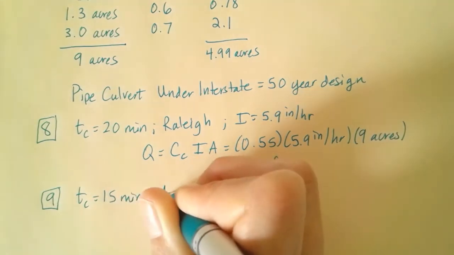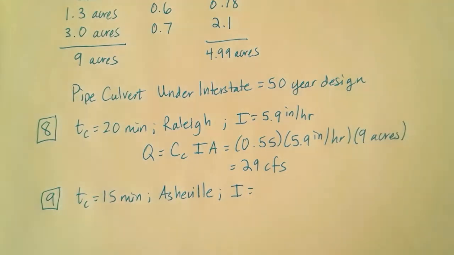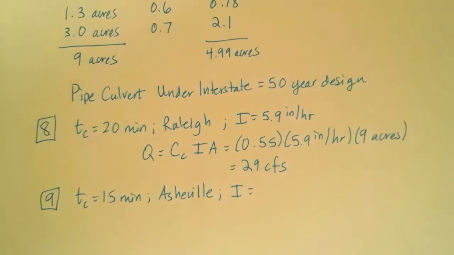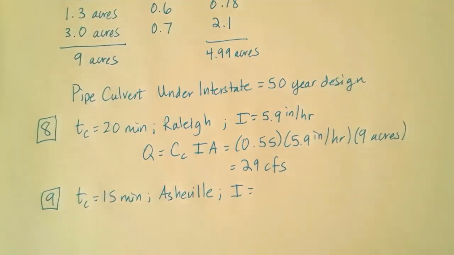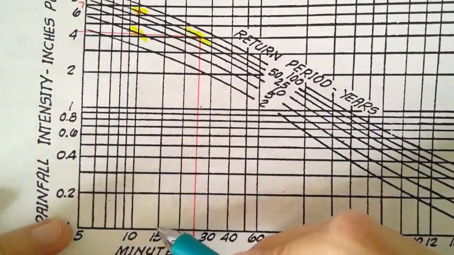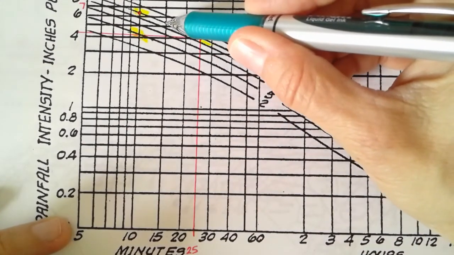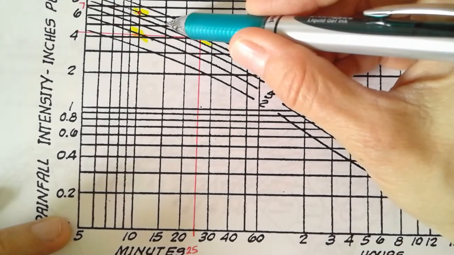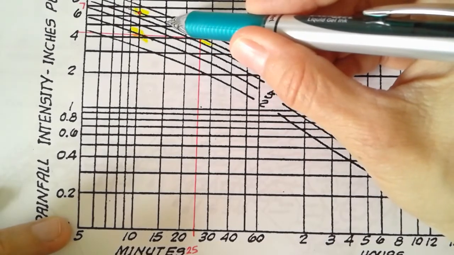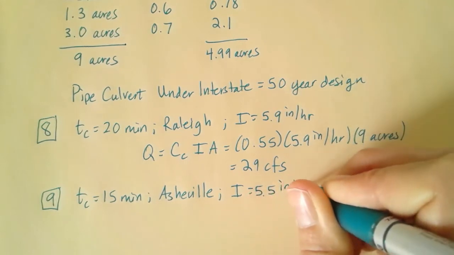And now we're in Asheville. So let's find out what our I is, looking at our IDF charts. So our Asheville chart here. And again, we're at 15 minutes. And again, 50 year for all these guys. So 15 minutes will come up. Remember, 50 year is that second bent line here. So coming right about to here, it's just about halfway between the 5 and the 6. I'm going to call that 5.5. But again, you might have something a little different than me, but that's the general idea there. So 5.5 inches per hour.